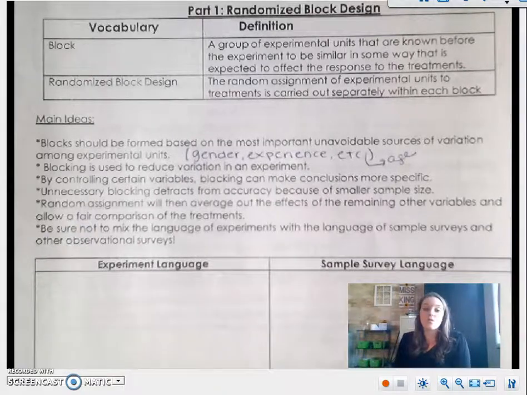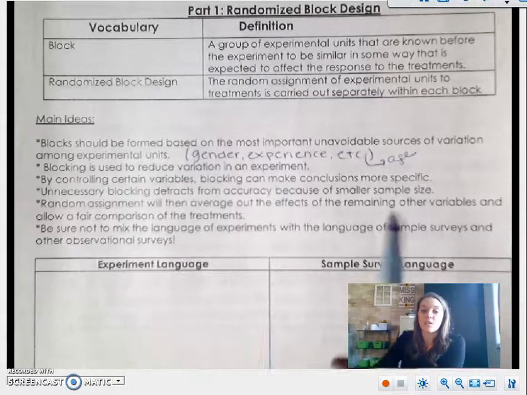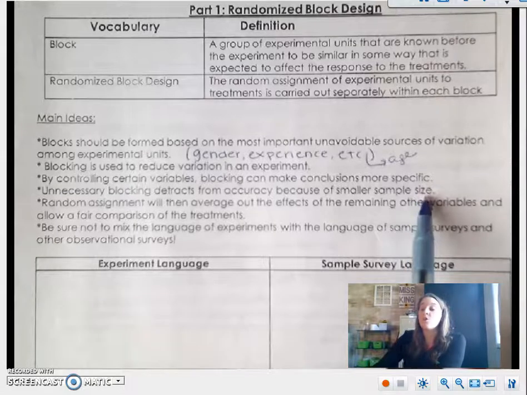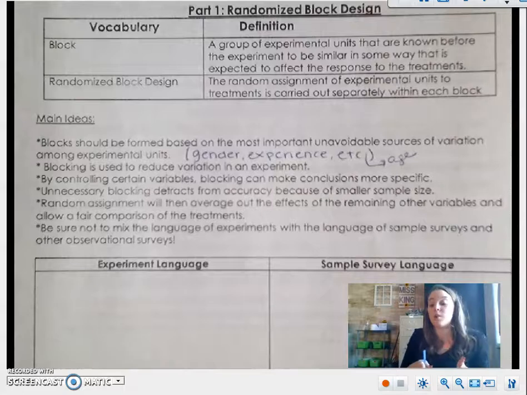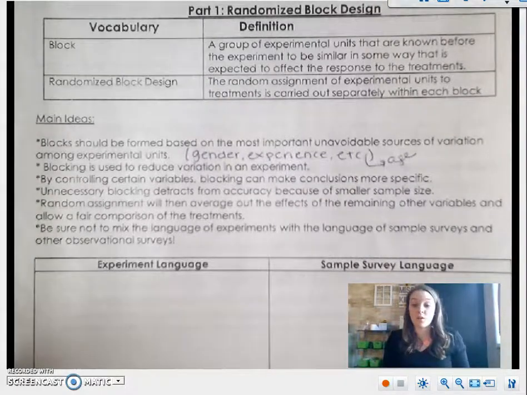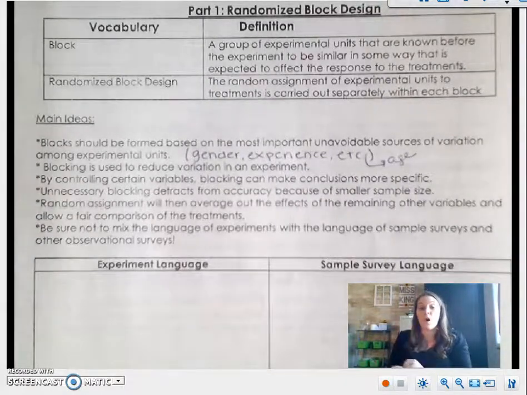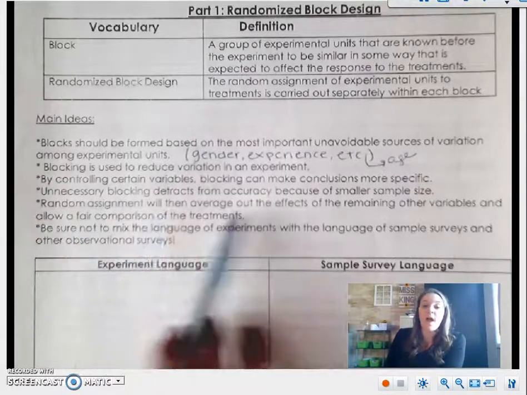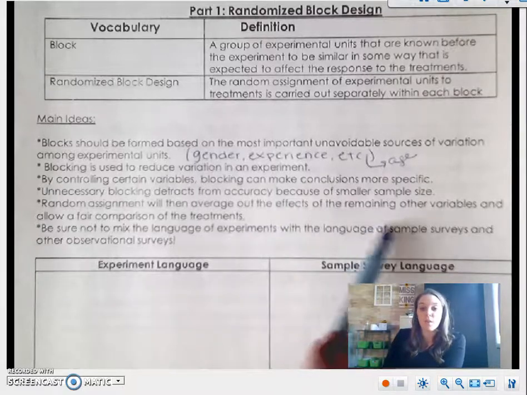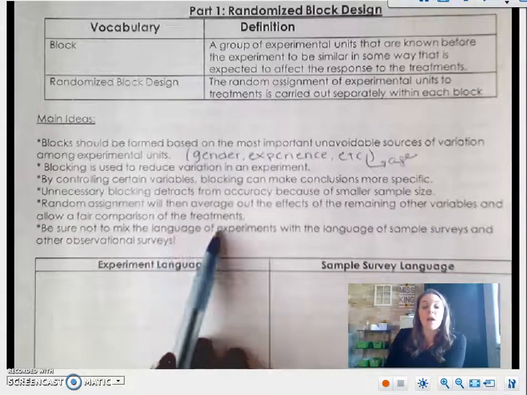So blocking is used to reduce variation in an experiment. By controlling certain variables, blocking can make conclusions more specific. Unnecessary blocking detracts from accuracy because of smaller sample size. So if you don't have to block, you shouldn't block because blocking decreases your sample size, which is less generalization to your population. Random assignment will then average out the effects of the remaining other variables and allow for a fair comparison of the treatments.